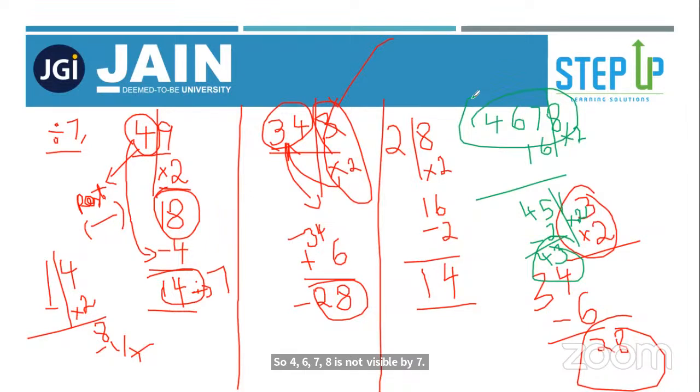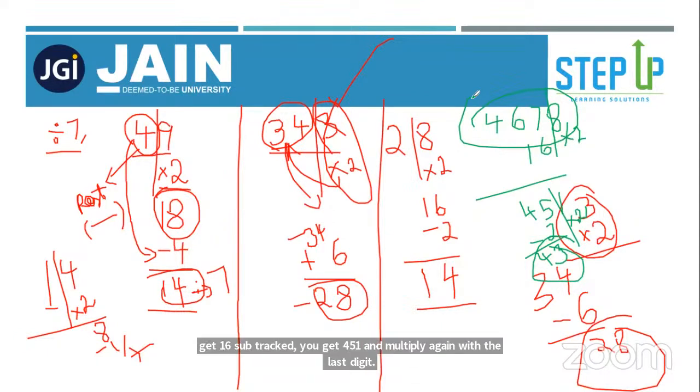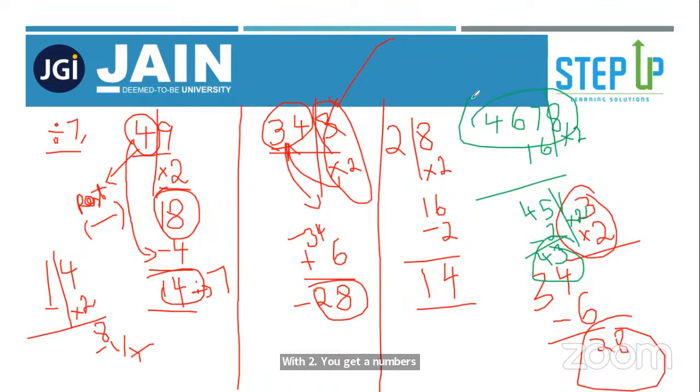Did you get that? 4678. Last digit is multiplied into 2. You get 16. Subtracted. You get 451. And multiply again the last digit with 2. You get a number. Subtracted. If you're not reaching the 7 times table, the expected multiples, or you have to get 0, then the number is not divisible by 7. Is that clear?